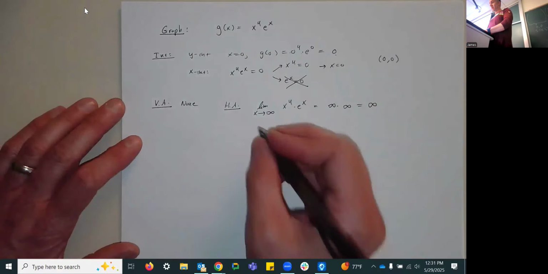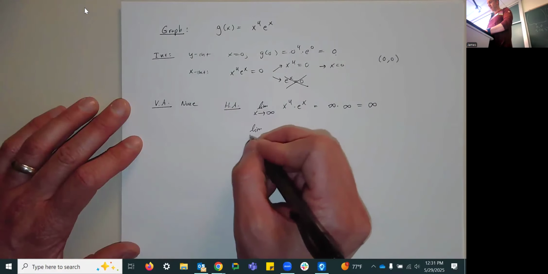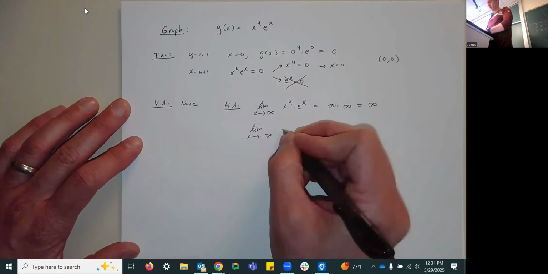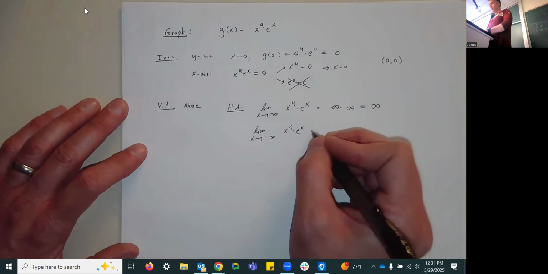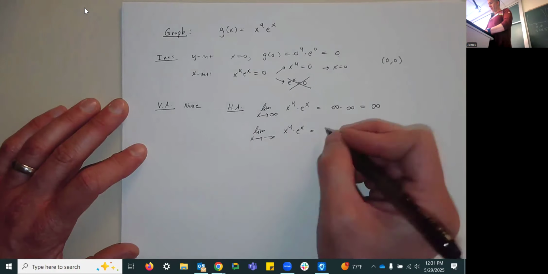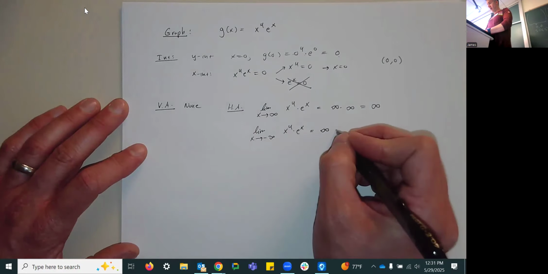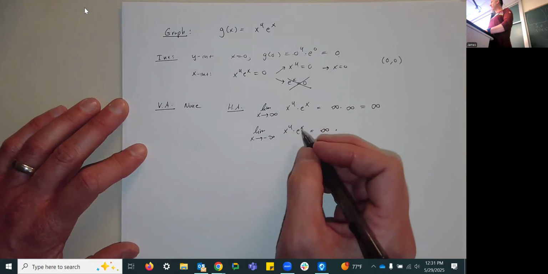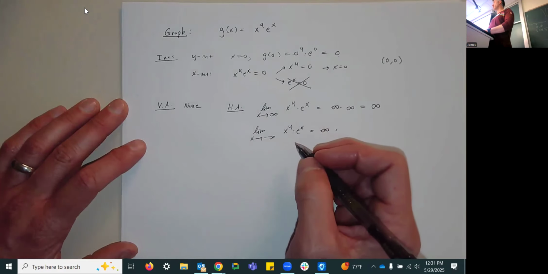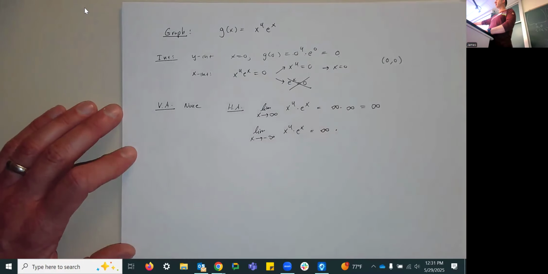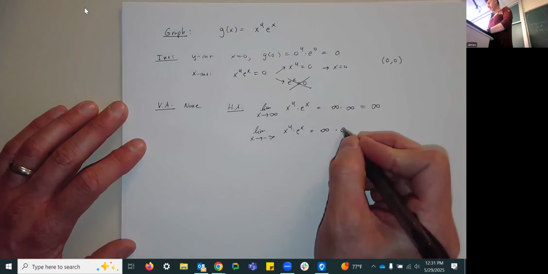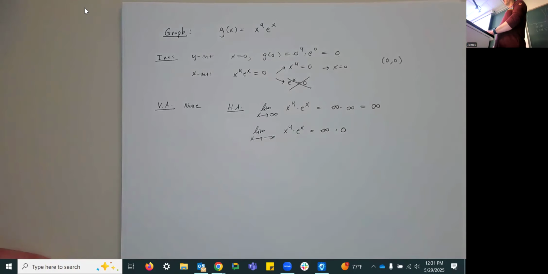But if we look at the limit as x goes to negative infinity of x to the 4th times e to the x, now we have a really big number, actually infinity, times e to the negative infinity, which is really, really small, right? If you think about the left side of the graph of e to the x, we're getting closer and closer and closer to 0. So this is what's called an indeterminate form. It's another indeterminate form. It's infinity times 0.